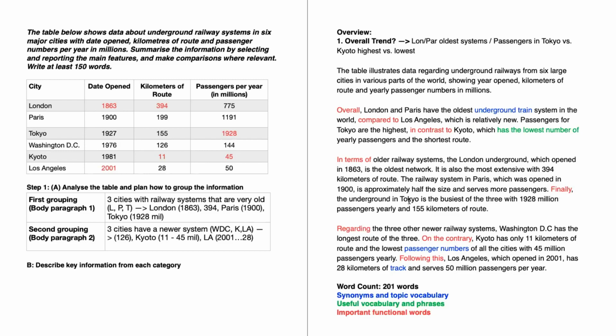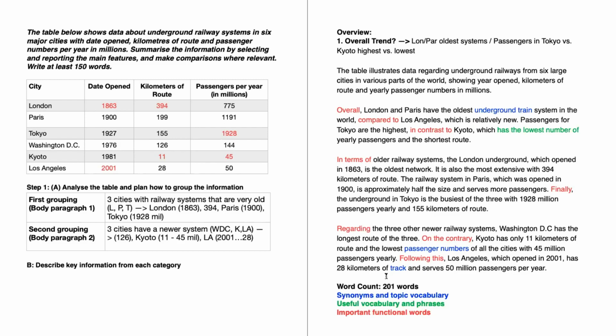Finally, the underground in Tokyo is the busiest of the three, with 1,928 million passengers yearly and 155 kilometers of route. And again, in terms of something specific, finally puts things in chronological order, or makes my notes ordinal. This gives some order to my paragraph. And of course, I just wanted to include the information that I had in my table and make sure that everything was as specific as possible without going overboard.